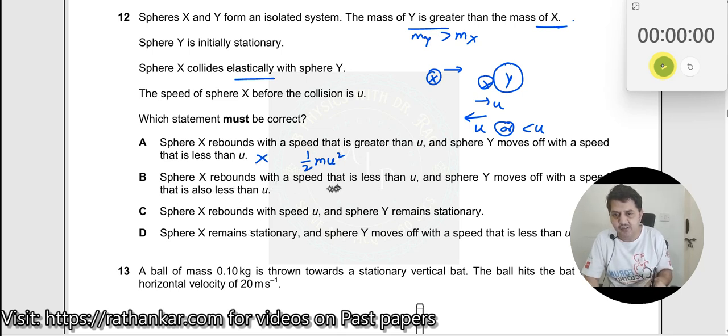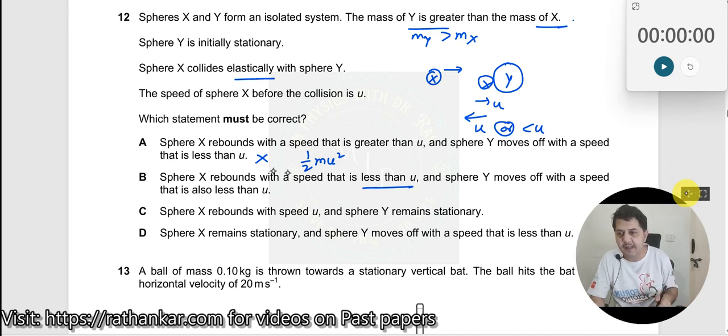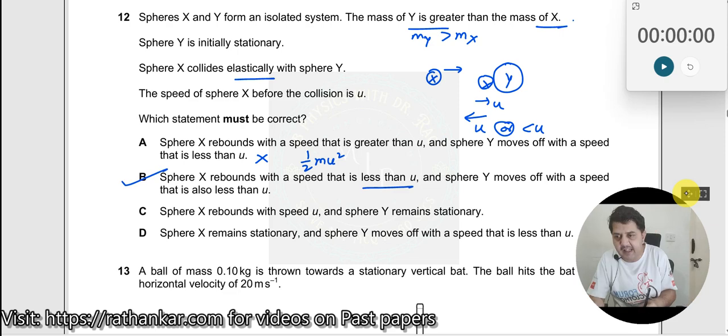Speed X rebounds with a speed that is less than u. This is possible. And sphere Y moves off with a speed that is also less than u. Yeah, this is possible. Probably this could be the right answer. Let me keep it aside. Let us read the rest of them also.